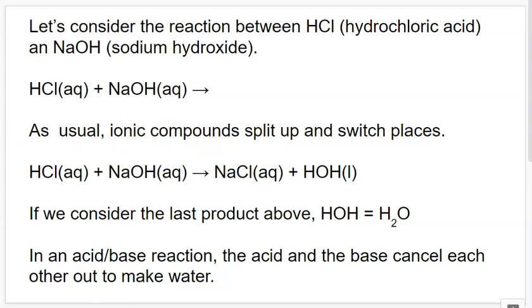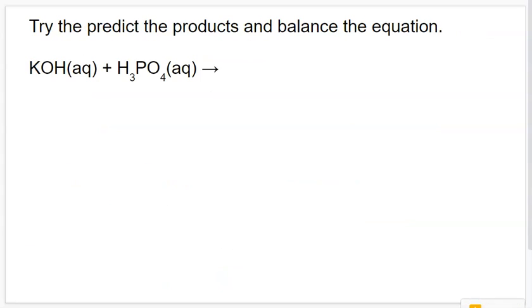Another note, we call it liquid and not aqueous because aqueous usually implies that something is dissolved in water, and water cannot be dissolved in itself. Water is water, so we just write pure liquid water at the end, or as the state of matter for the H2O. All right, let's try an example. So here we have potassium hydroxide, KOH, reacting with phosphoric acid or hydrogen phosphate.